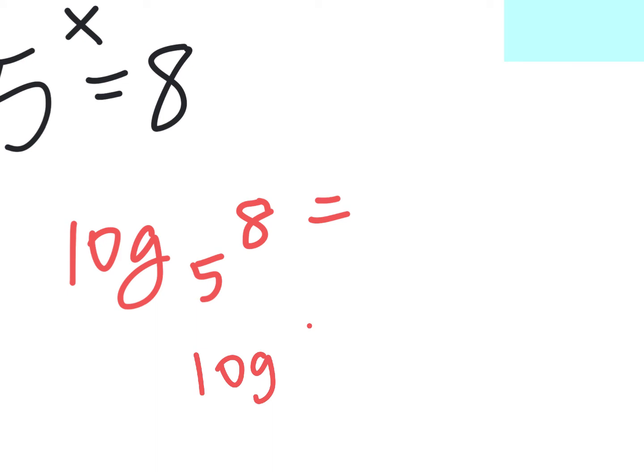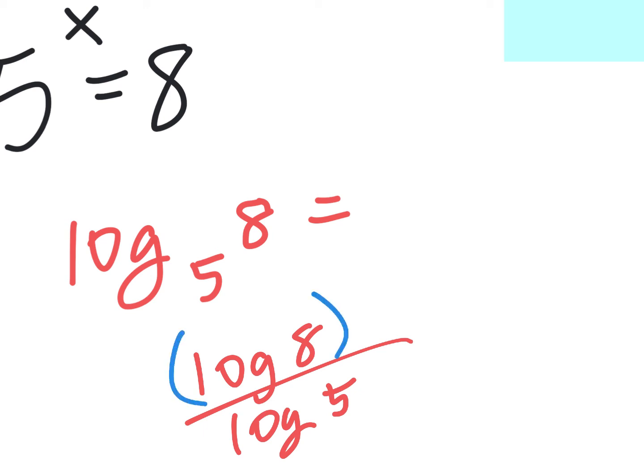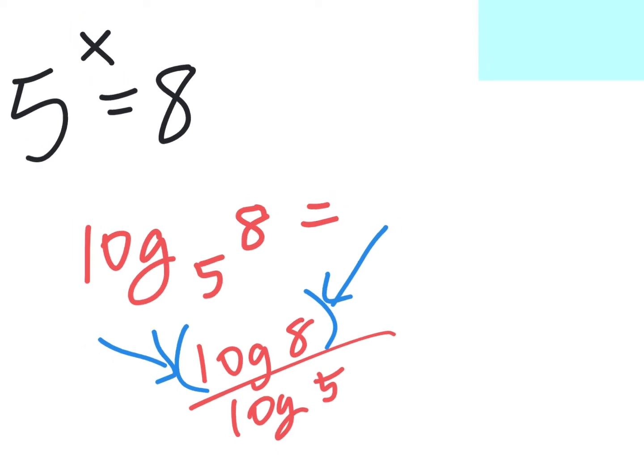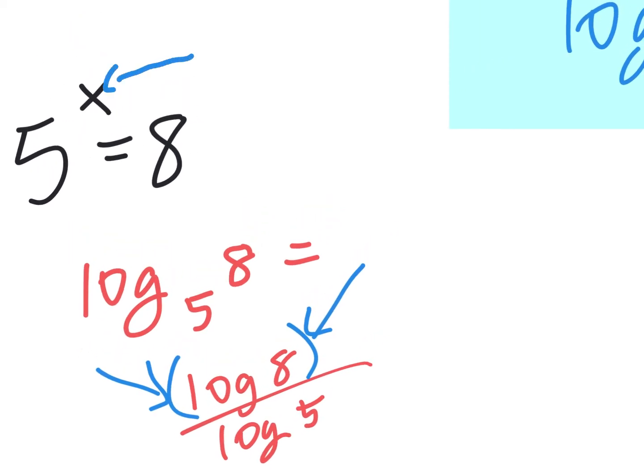Log 8 over log 5. I strongly recommend you put parentheses around this, or you might by accident not actually divide these two. You might actually end up doing log 8 divided by log 5 all on the inside. So whenever you have a big fraction, it's smart to put parentheses around it like this. Okay, give that a shot. Use your calculator. If you get an answer like 1 point something, you're on the right track. Because remember what this is: 5 to the what equals 8. And the answer is like 1 point something.